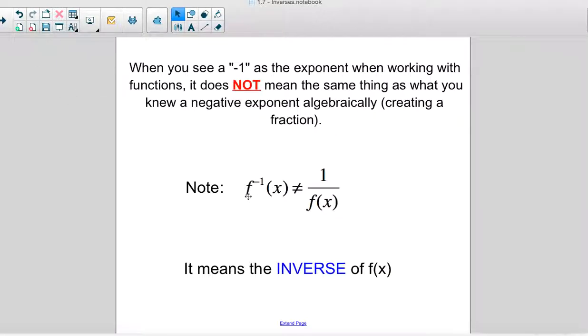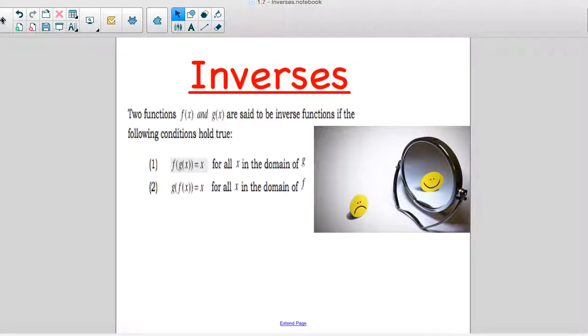Inverses, right? They're written in this function. It doesn't mean f to the negative 1. It doesn't mean 1 over f of x. It has nothing to do with reciprocals. It's just a notation that we use. We're going to read this as f inverse of x, right? Instead of f of x, it's f inverse of x. That's basically how you read it. So it has nothing to do with reciprocals. It means inverse, right? So here we go.